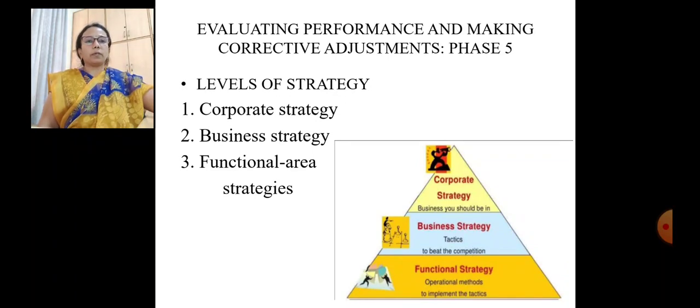Then coming to the fifth phase, that is evaluating performance and making corrective adjustments. Well, the fifth phase of the strategic management process, monitoring new external developments, evaluating the company's progress, and making corrective adjustments, is the trigger point for deciding whether to continue or change the company's vision, objectives, strategy, or strategic execution methods. So long as the company's direction and strategy seem well matched to industry and competitive conditions and the performance targets are being met, company executives may well decide to stay the course.